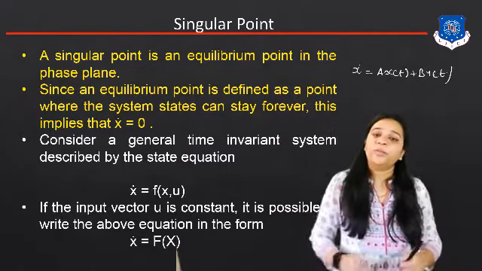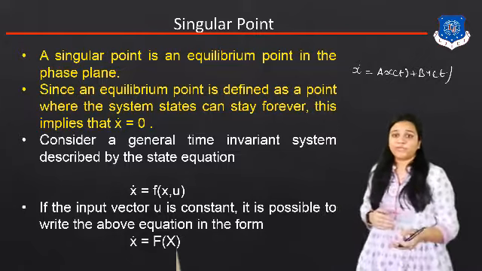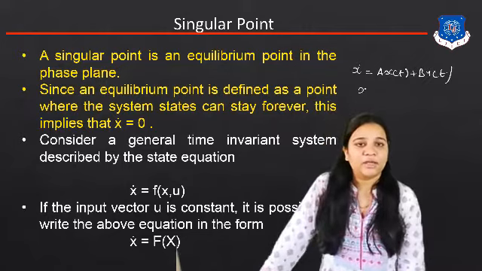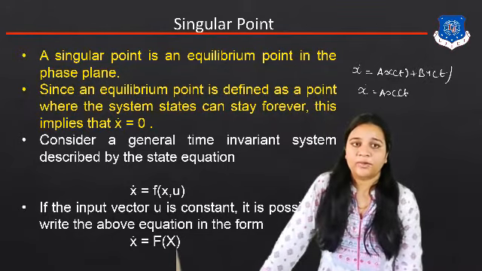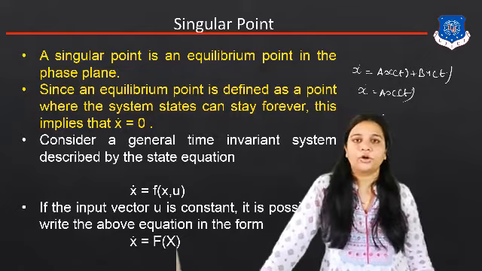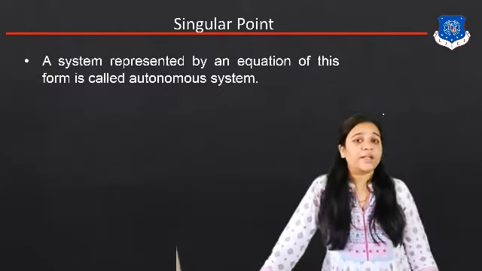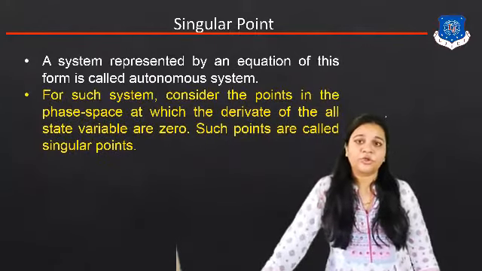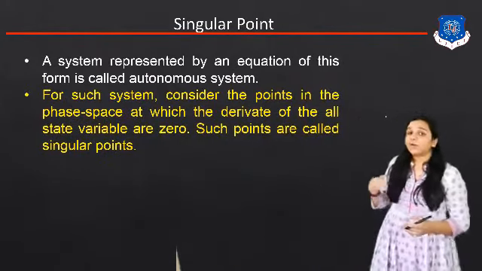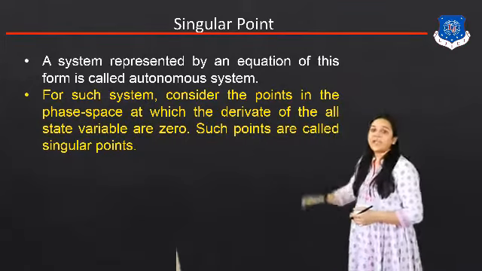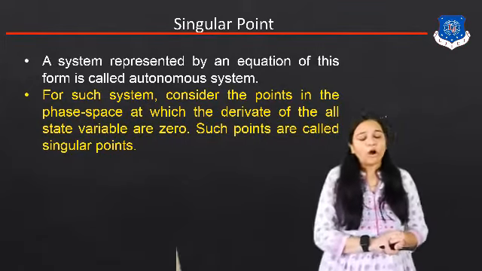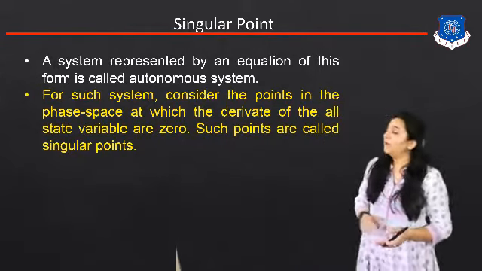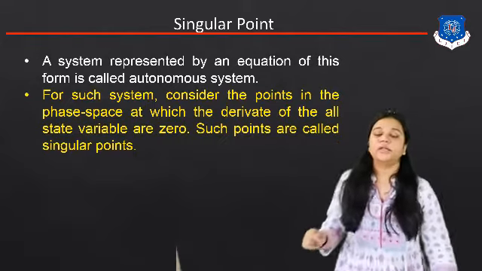Okay, so if the input vector u is constant, it is possible to write the above equation in this form: x dot is equal to A x of t. That means x dot is equal to a function of x. A system represented by an equation of this form is called an autonomous system. For such a system, we consider the points in the phase space at which the derivatives of all state variables are 0. Such points are called the singular points of this nonlinear system.